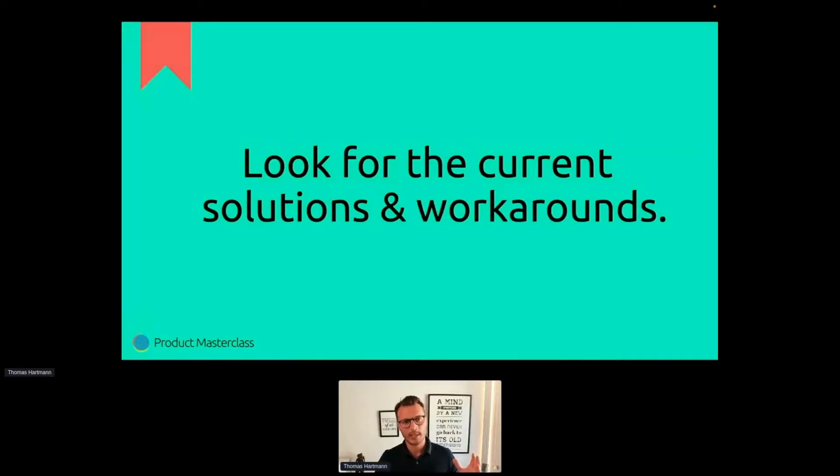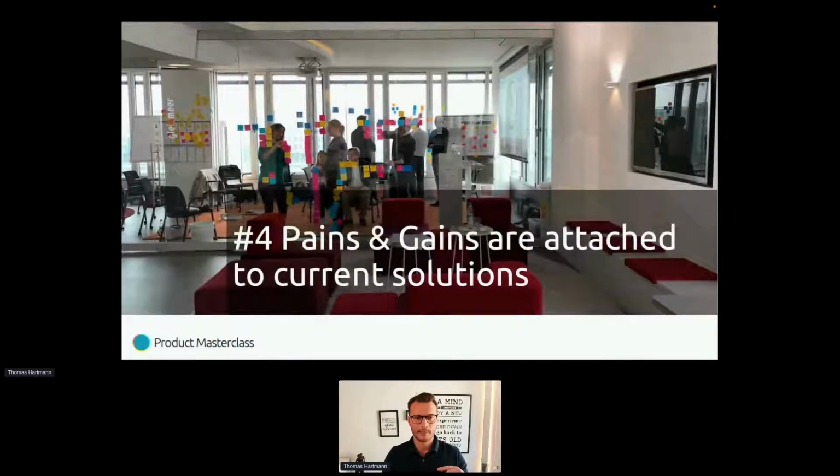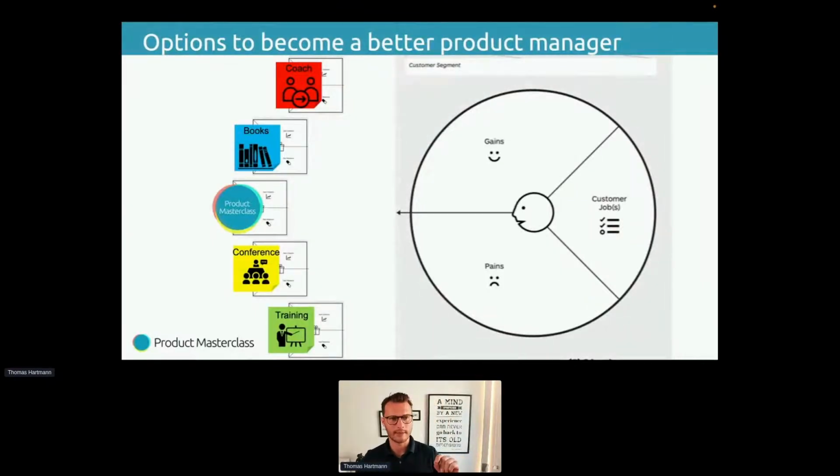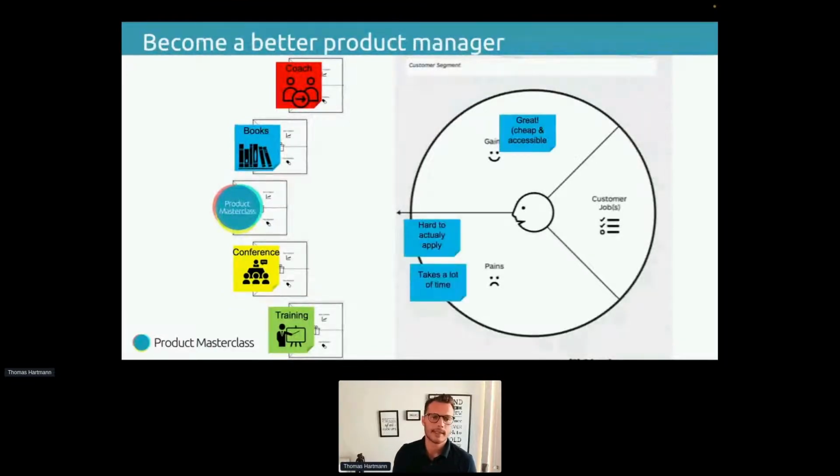Which brings me directly to the next point, and this is that the pains and gains are attached to the current solutions your customer has. Let me explain what I mean with that. If we just look at books, and I ask my customer, somebody who is becoming a product manager, what is good or bad about books? They might say something like this: books are great, right? They're cheap, accessible, great knowledge. I can get input from the best thinkers in the world.